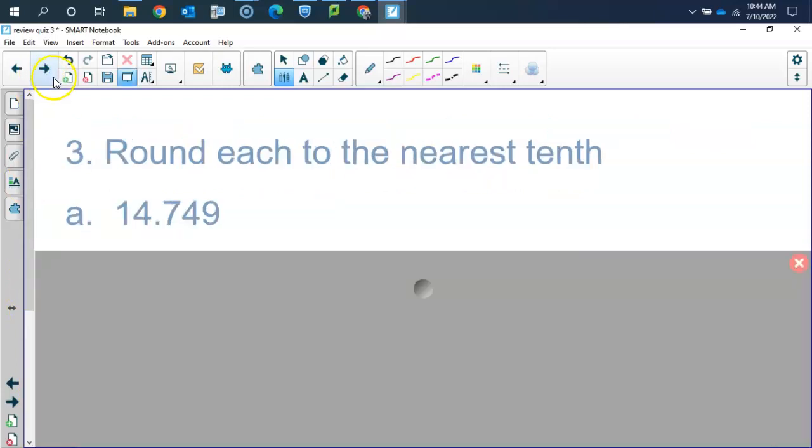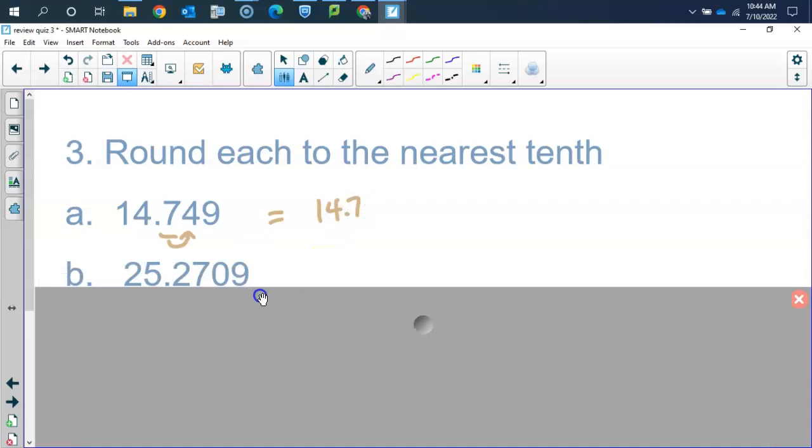Okay, round to the nearest tenth. Go. Well, this is the tenths. So I look one to the right. That 4 means that's going to stay the same. Remember, 5 or above, you give it a shove. If it's 4 or below, you let it go. So this would round to 14 7/10, 14.7.